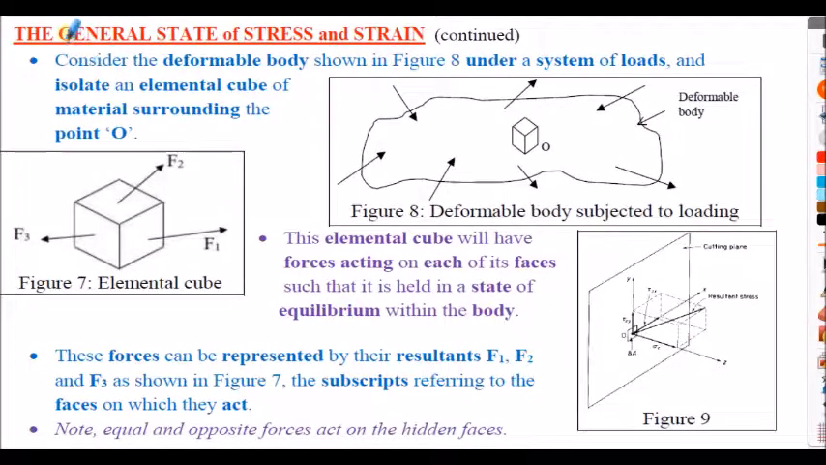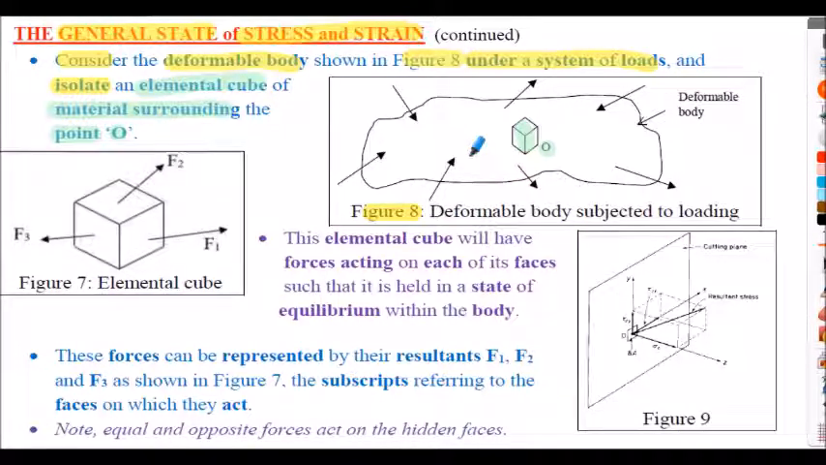Let's review the general state of stress and strain. Let's consider the deformable body that's shown in figure 8, which is under a system of loads, and we're going to isolate an elemental cube of material surrounding point O in the figure. So here's point O, and here's the elemental cube we're extracting from the deformable body.